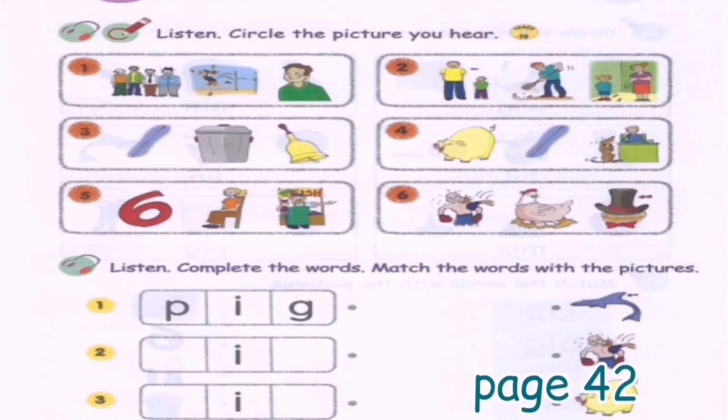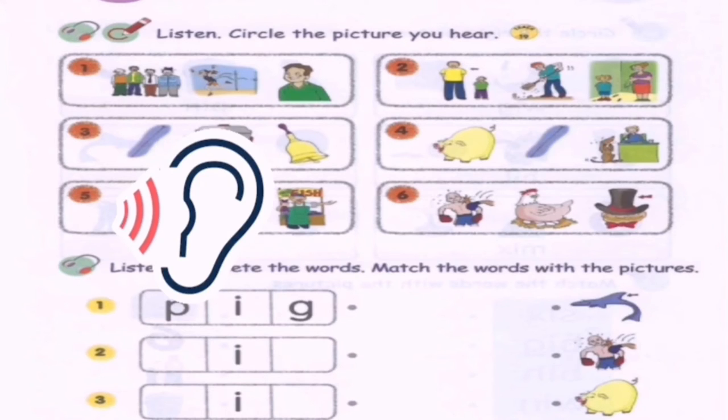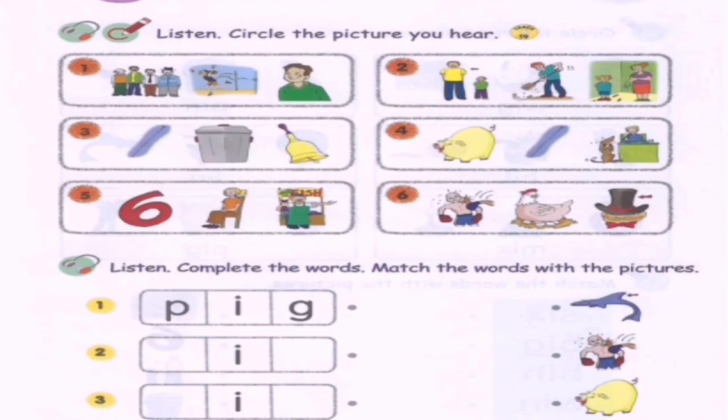Page 42. Let's answer this. So, there are two activities also, and you are going to listen to teacher and circle the picture you hear. Number one, there are three pictures. These are men, win, man. Again, men, win, and man. Now, circle the picture of win.